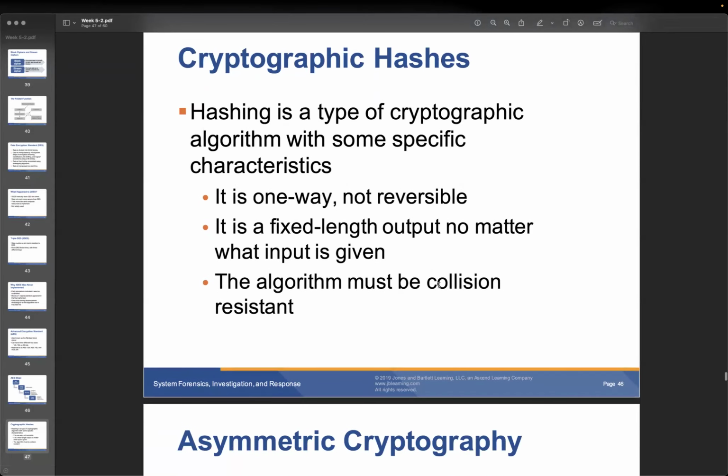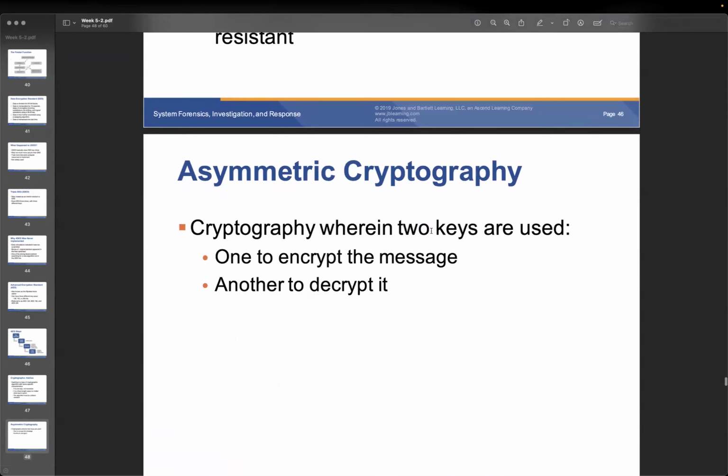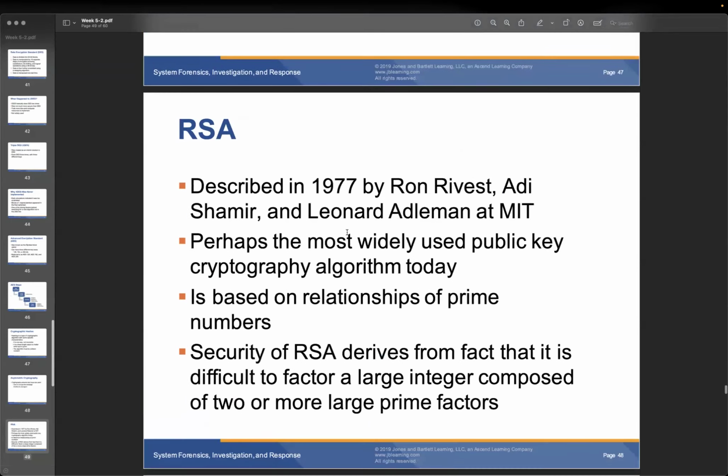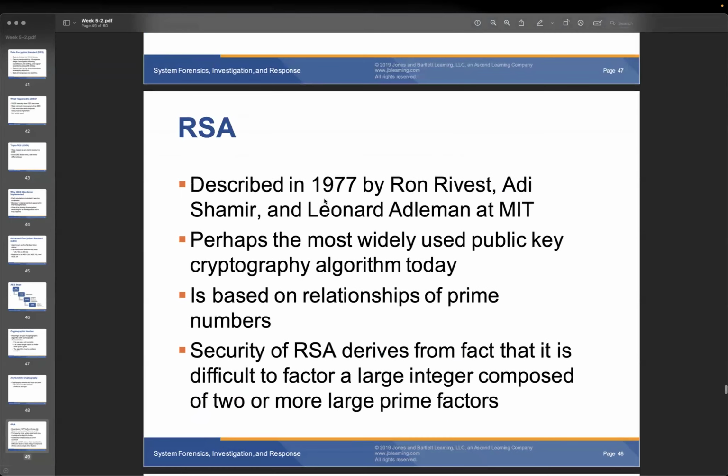And for asymmetric cryptography, we use two keys: one encrypts the message and one decrypts it. The RSA we're going to use was described in 1977, and right now we are using it for a variety of purposes. It's a public key cryptographic algorithm that nowadays is also based on the relation of prime numbers. If you remember, we have two keys and then try to get their prime numbers.